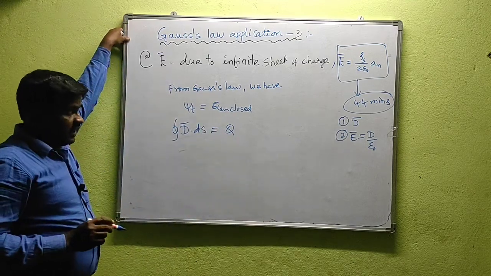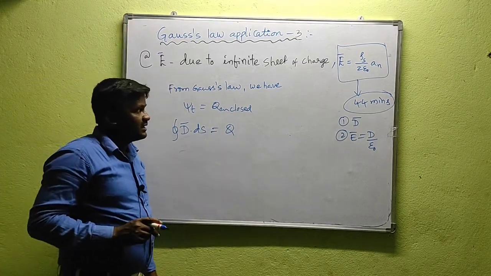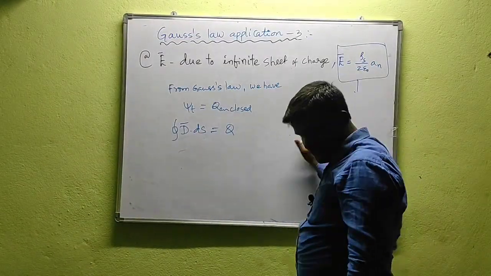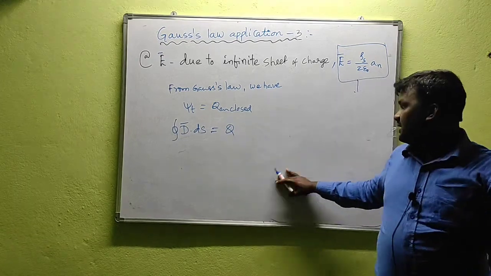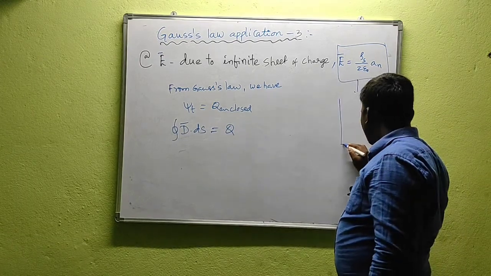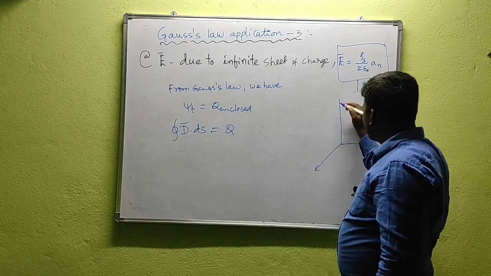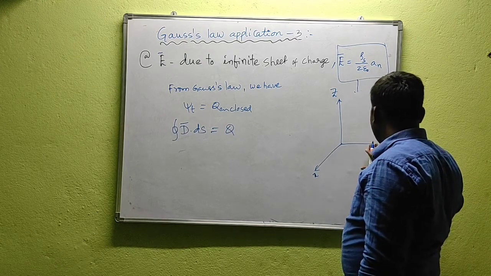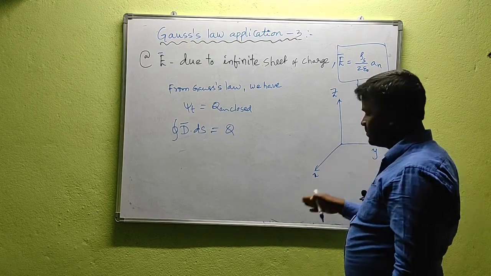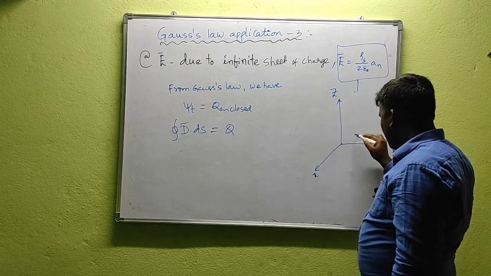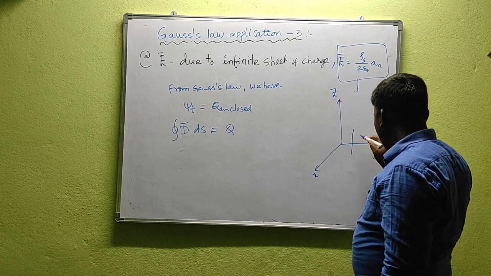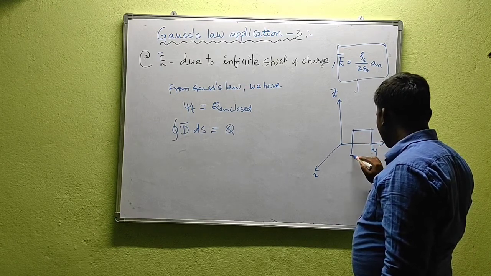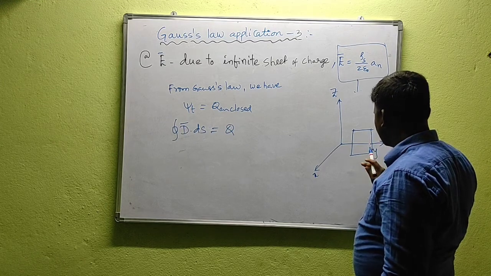In order to find the electric field intensity due to an infinite sheet of charge, let us consider a rectangular box of surface area S, as shown in the below figure. So let us assume this rectangular box is placed along the z-axis, which is normal to this xy plane.